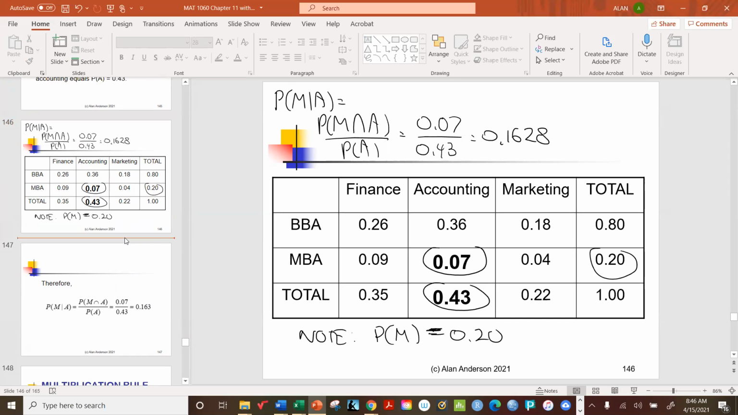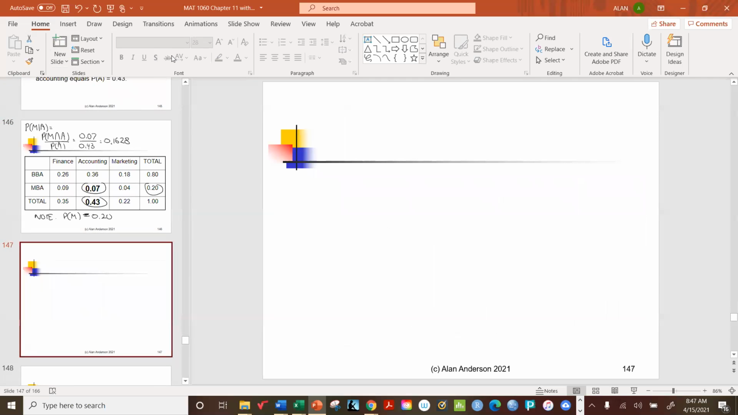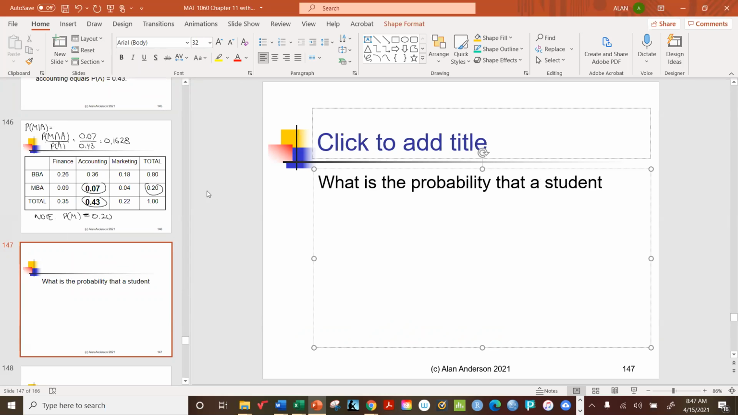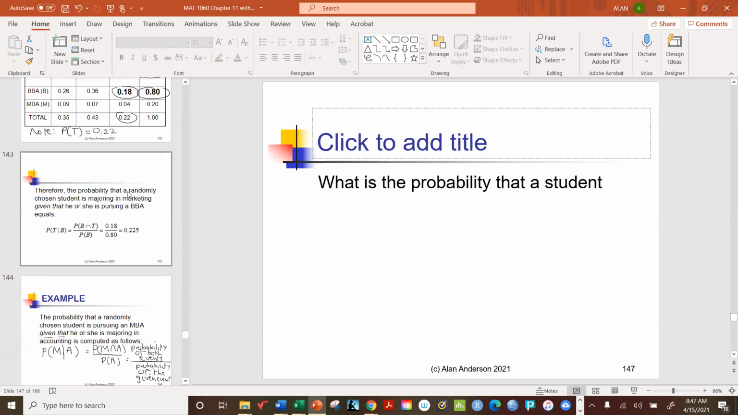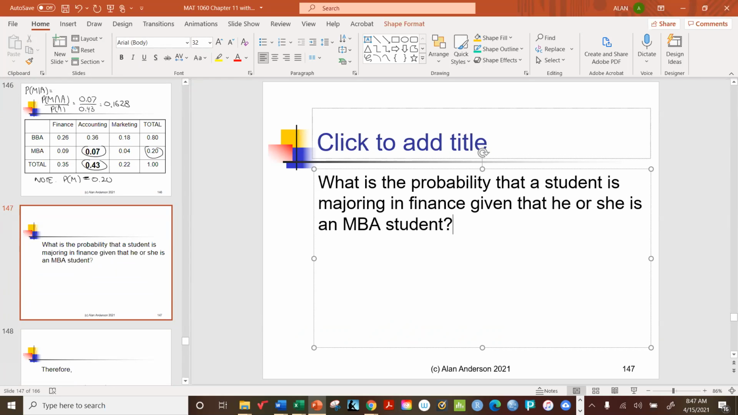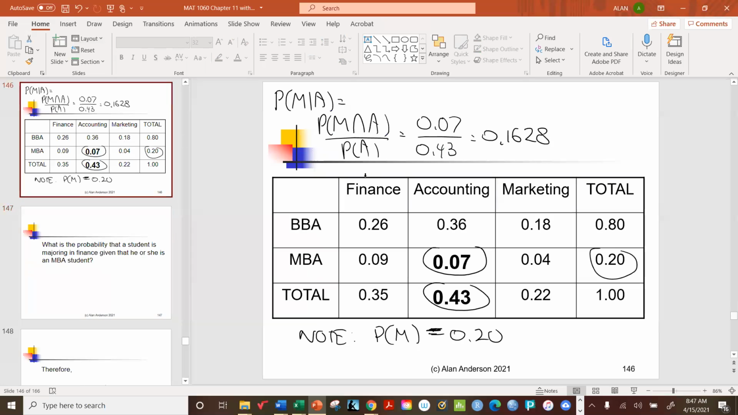All right, I'll tell you what, let's make up a new one. One more just to get some practice. Let's say, I think I can fit this all in one slide. What is the probability that a student is majoring, let's see if we can do something different, given that he or she is an MBA student. All right, so let's see if I can squeeze this table in here.